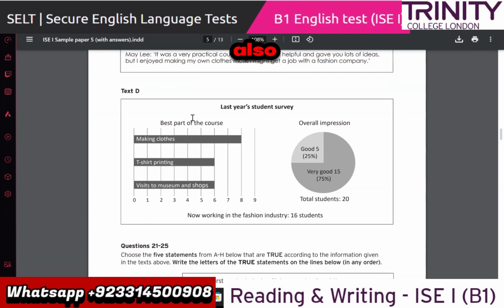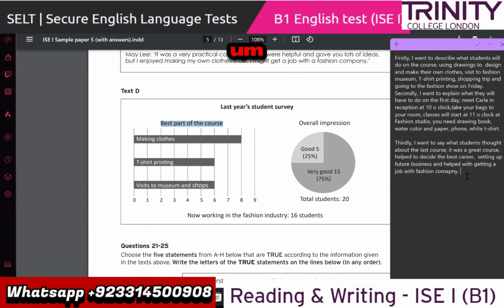Okay, so now we also think that this is also an opinion, that the best part of the course was making clothes, right? Most of the students thought that the course was very good, right? So best part of the course was making clothes, and most of the students thought, or 75%, you can also write, students thought it was a great course, it was a very good course.